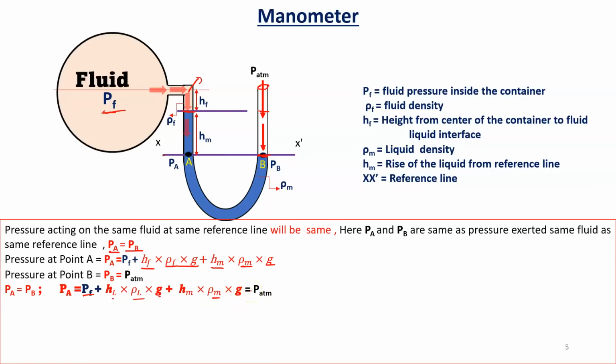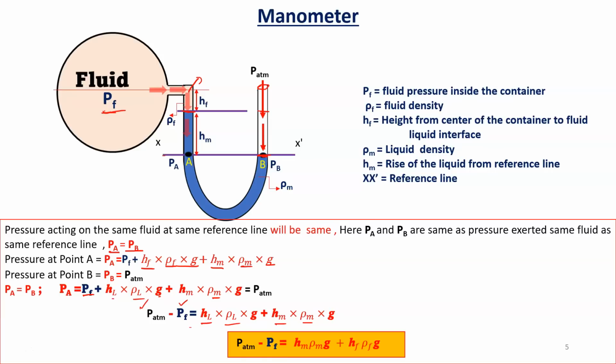So from that, if we reorganize, Patm minus Pf is equal to, because Patm pressure is higher than Pf, Pf is the vacuum pressure, because of that the manometric liquid rises up in the left hand side. So Patm minus Pf is equal to hl into rho l into g plus hm into rho m into g. So you can write like that, Patm minus Pf is equal to hm rho m g plus hm rho f into g. So that is, we can easily calculate, that is the vacuum pressure.